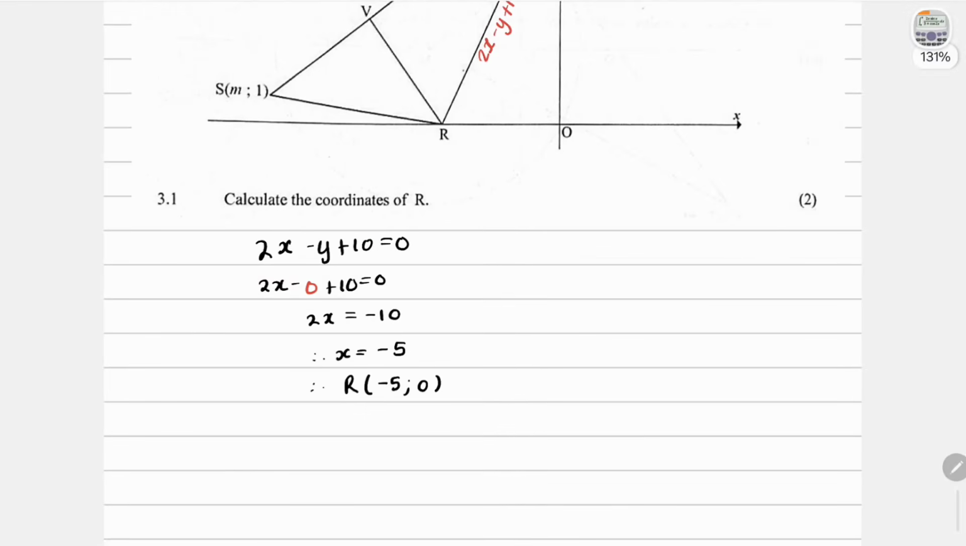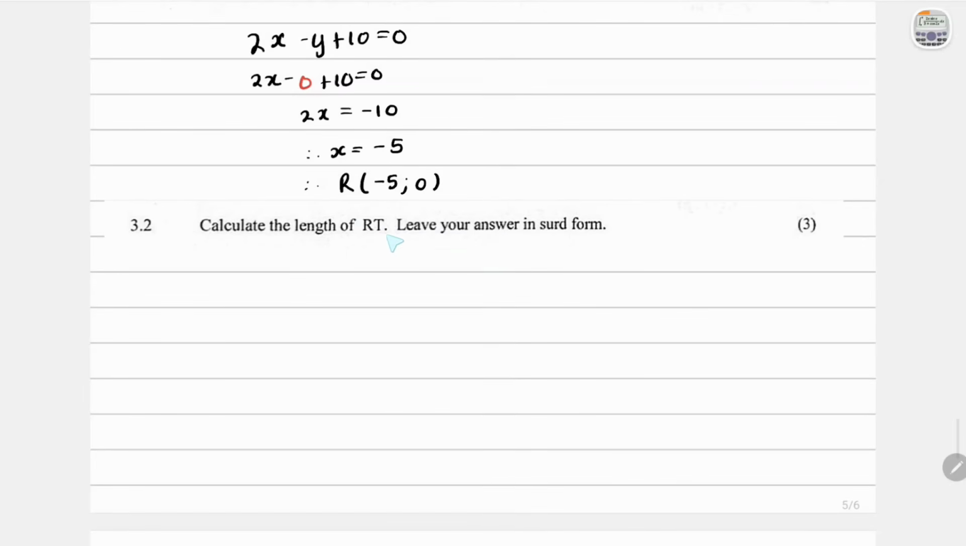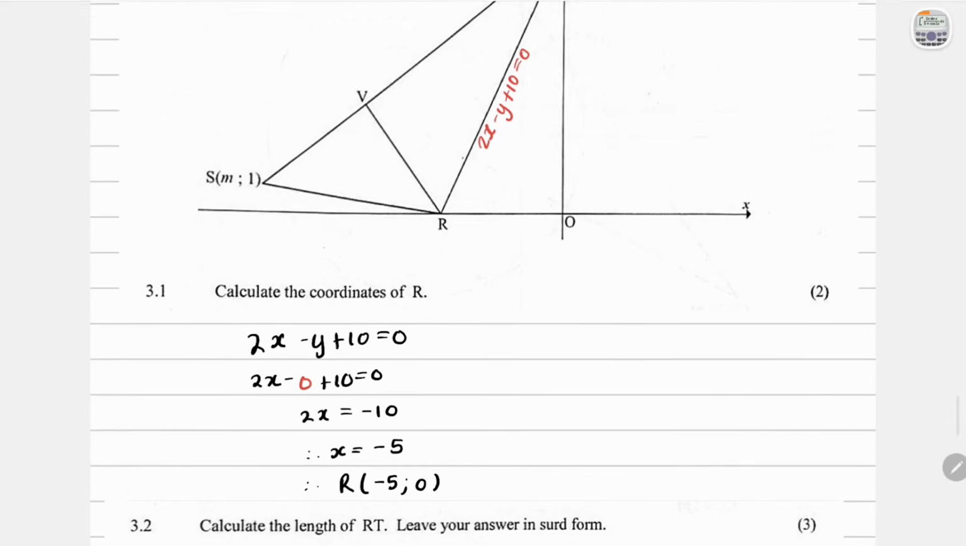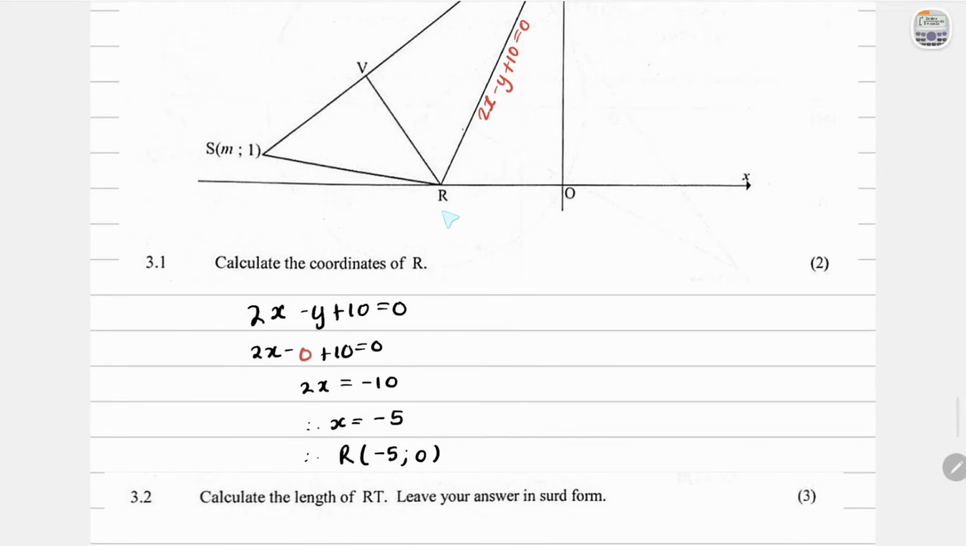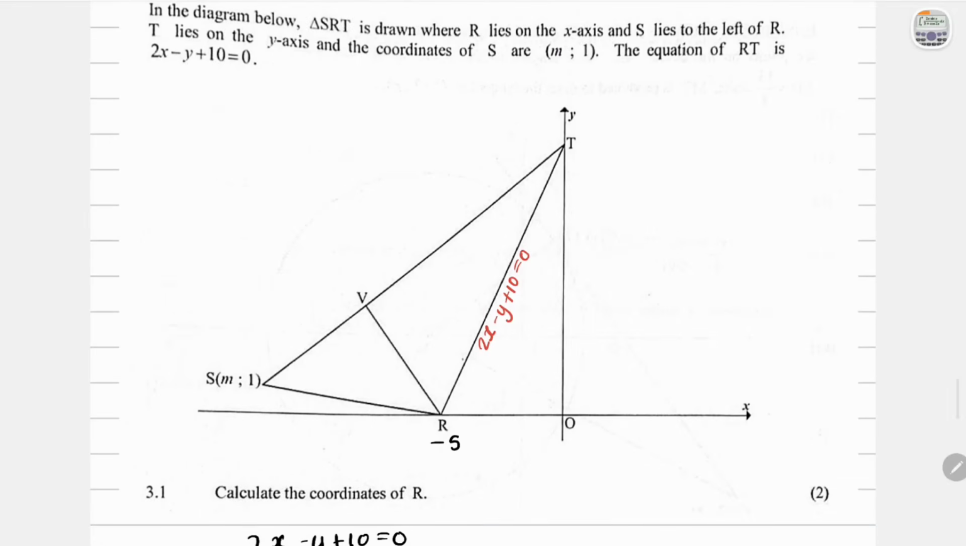Okay, moving on to the next question. 3.2 says calculate the length of RT. Leave your answer in surd form. So we just have to find RT. Now that we know this is negative 5, find RT. Do you see that T is on the y-axis, making this your y-intercept? And to find the y-intercept, what do we do? At the y-intercept, the x value is equal to 0. So all we have to do is make x equal to 0.